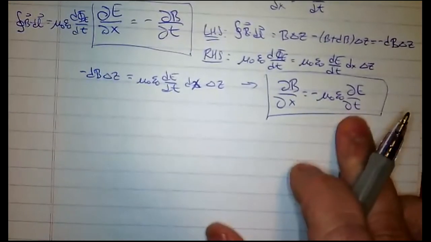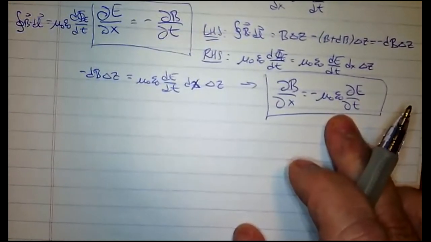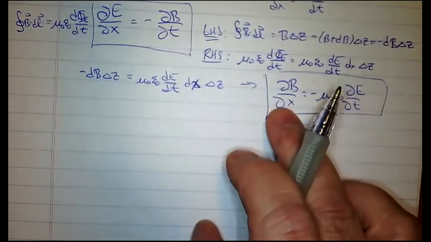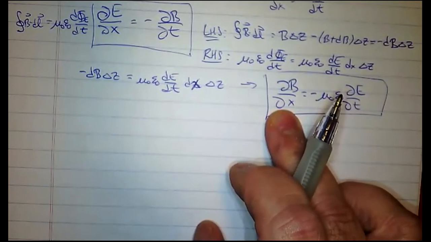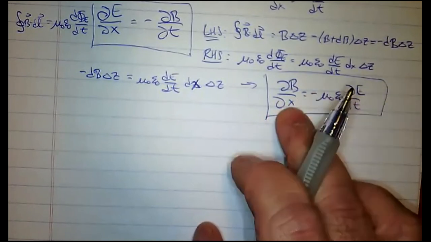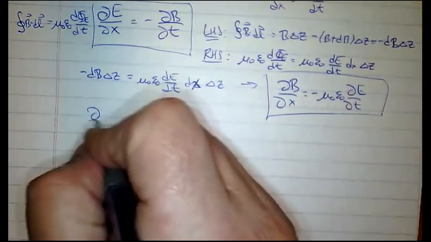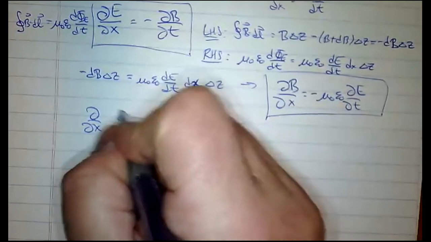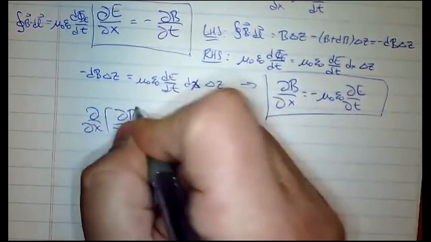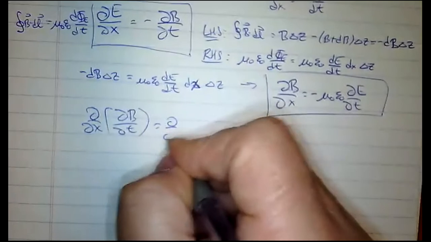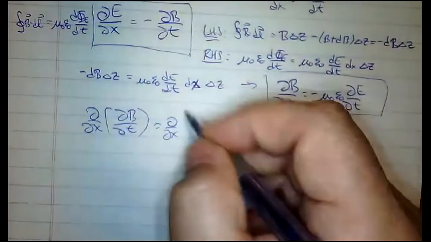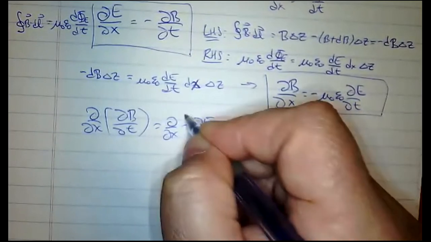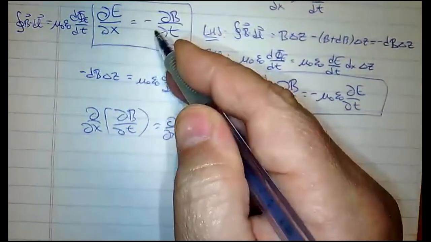So those are sort of wave equations. They're not second order like we're used to, but in principle, all you have to do now is take the derivative of this with respect to time, and you could change the order of it. So we'd say the partial with respect to x of the partial of B with respect to t would be the partial with respect to x of negative dE dx, like that. So I just use that equation there.